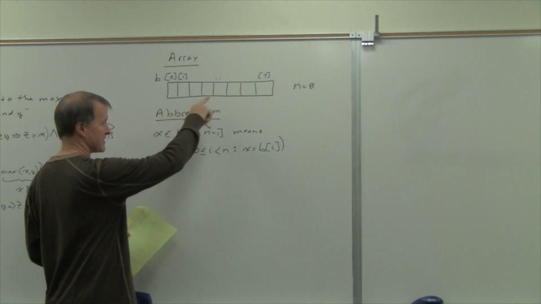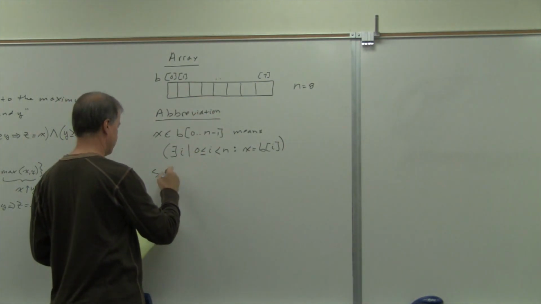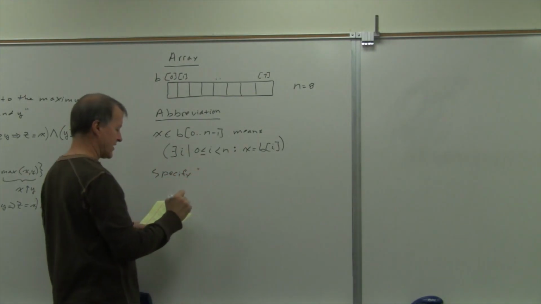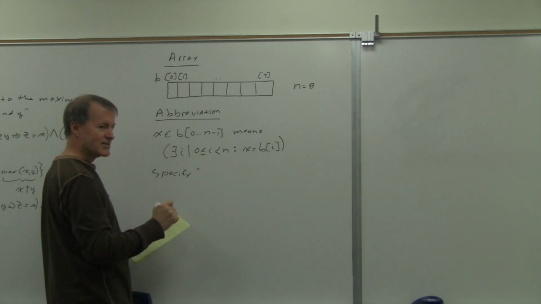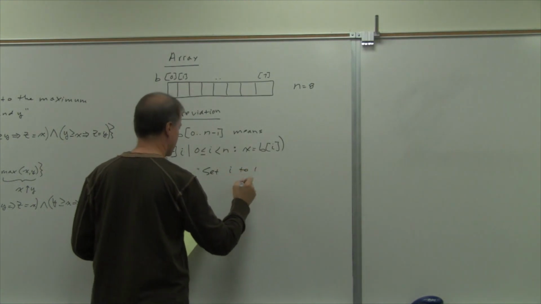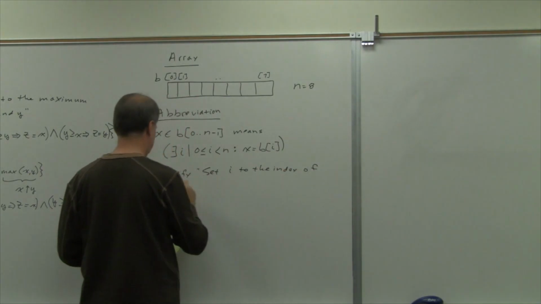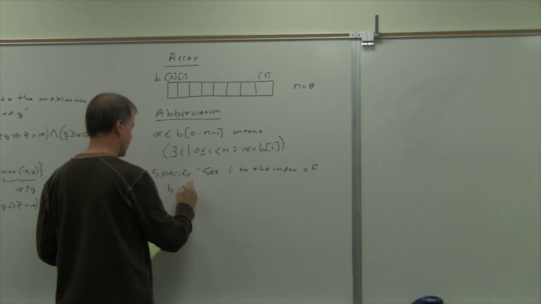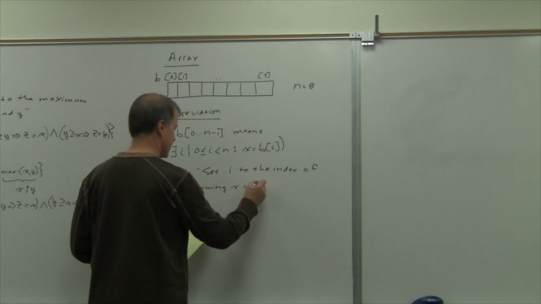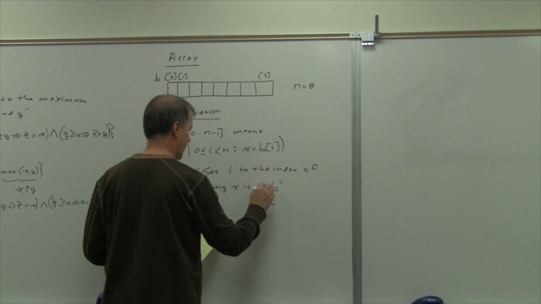All right, so here comes the next one. With this in mind for the B, and using this abbreviation, specify: "set i to the index of x, assuming x is in B."